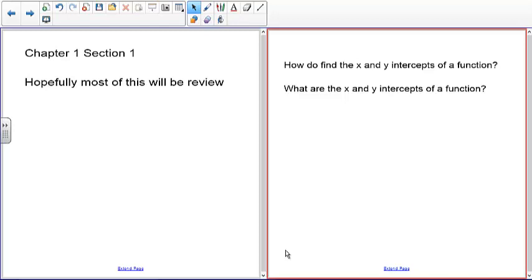So we've looked at things in the past. In Algebra 2, you have probably plotted lines and parabolas. And those are the main two things that you probably have plotted.